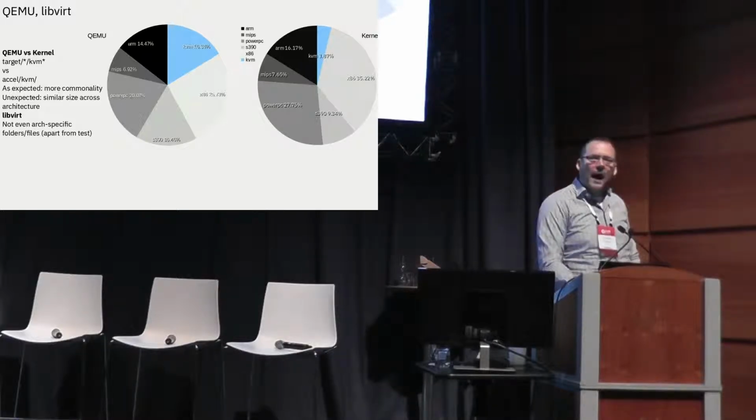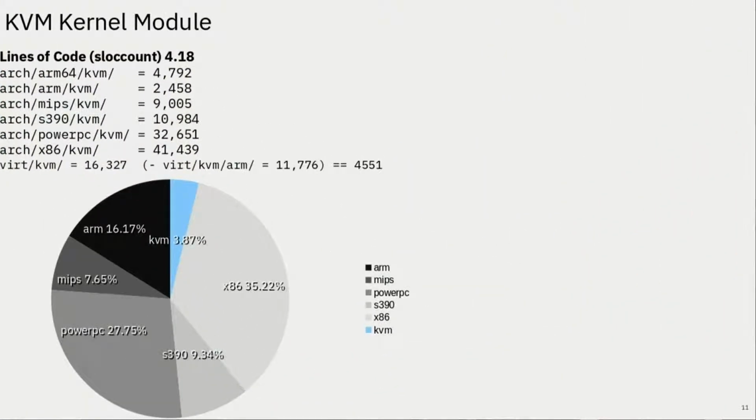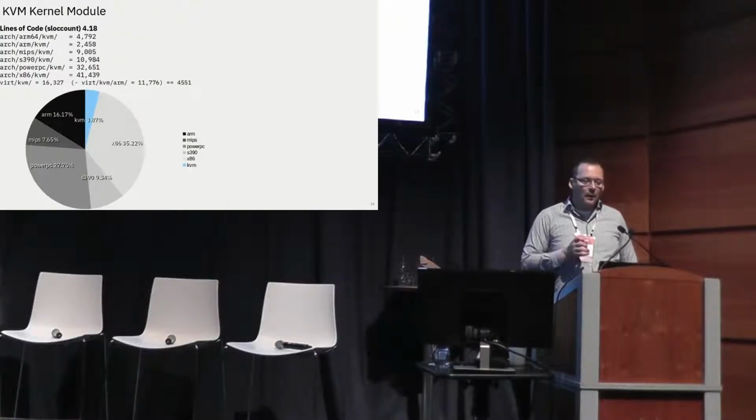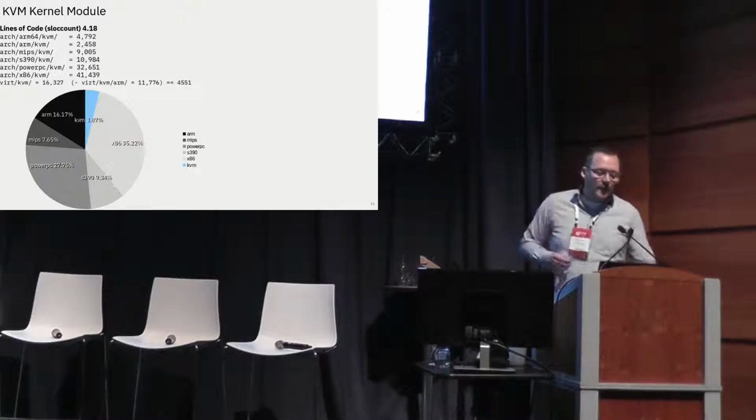I was actually shocked when I saw that slide because we are talking about less than 4% commonality when you just count the lines of code. And that looked pretty bad to me. So I looked a bit closer. Let's first start with the architectures.